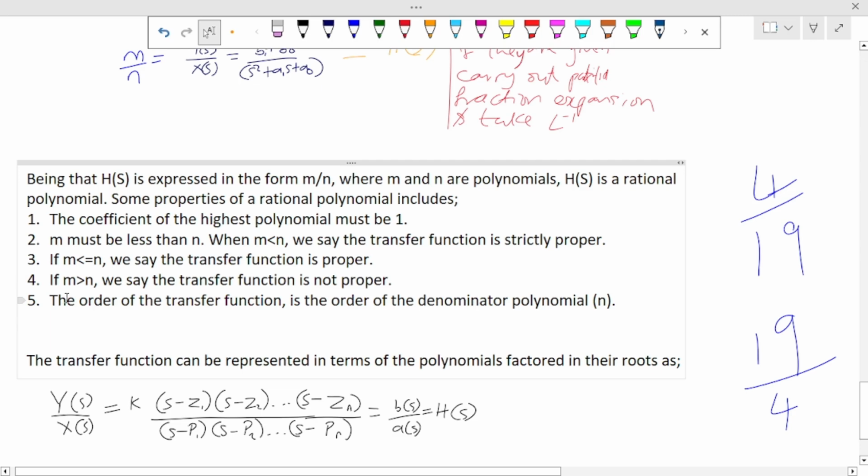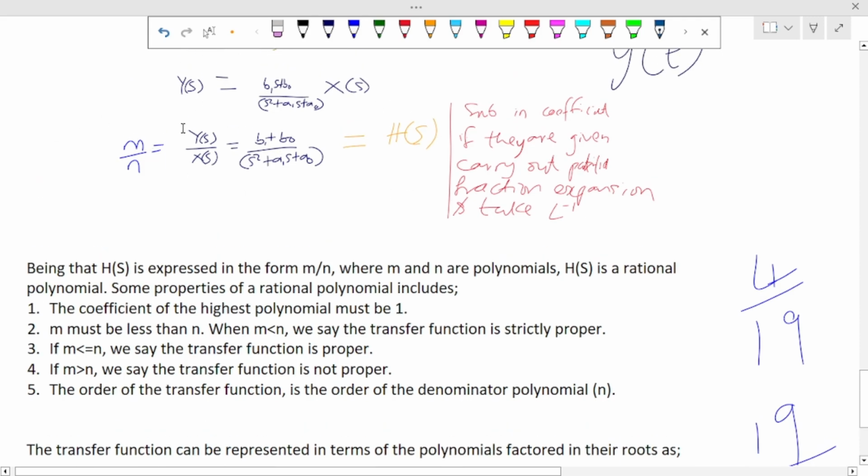Number five, the last property. The order of the transfer function is the order of the denominator polynomial. Look at this. This is our transfer function now. What is the order of this transfer function? How do we know the order? Look at the denominator polynomial. What is the order here? Order means power. So this s is raised to the power of 2. That means this transfer function is of order 2, because the order of the denominator polynomial is 2. That's how we know the order of the transfer function.